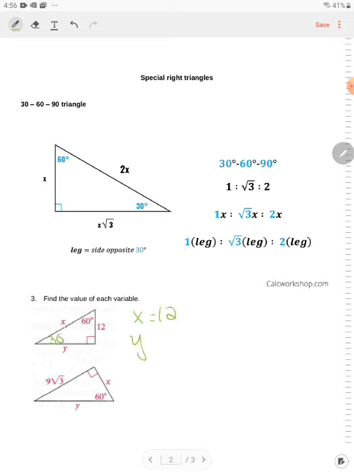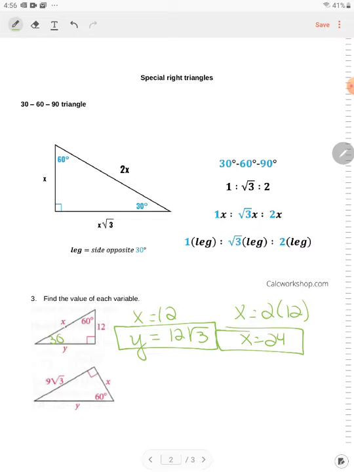So y is equal to 12 square roots of 3. And x would equal 2 times 12, which is 24.